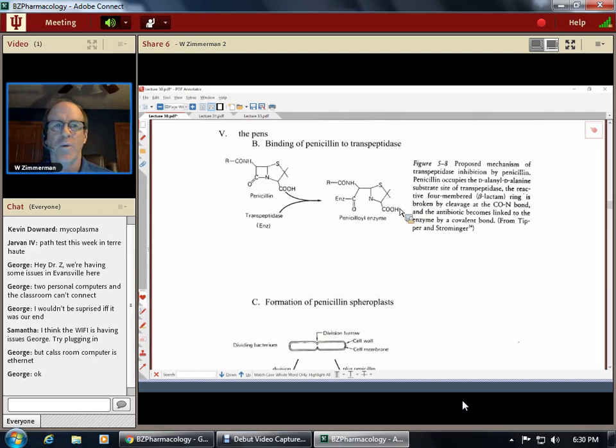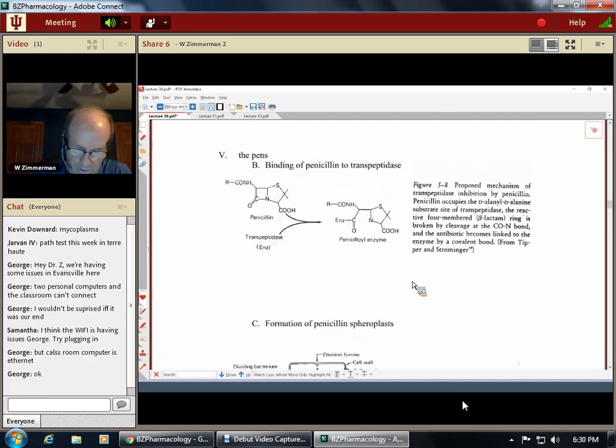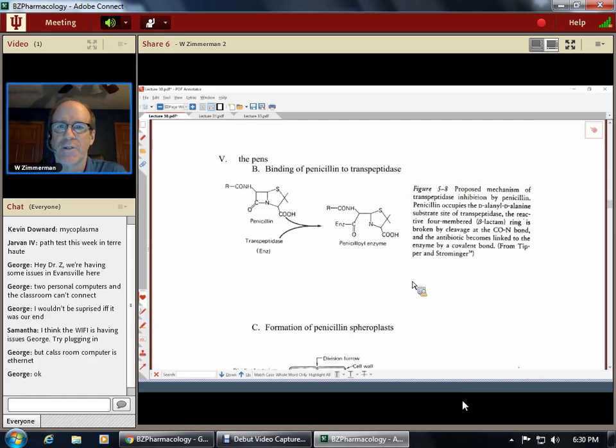Okay, a note here on binding of penicillin to the transpeptidase. I know you guys learned about this at Michael last year, but there's some specifics about it that you probably either don't remember or weren't mentioned, I would gather. When we look at the transpeptidase enzyme, it comes in and binds the penicillin, but notice that it's a covalent binding.